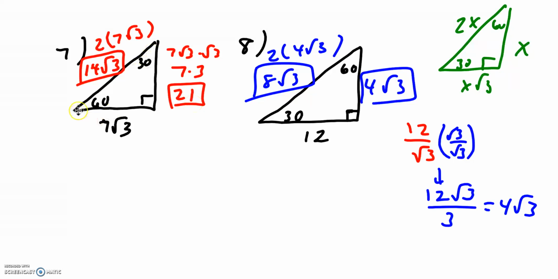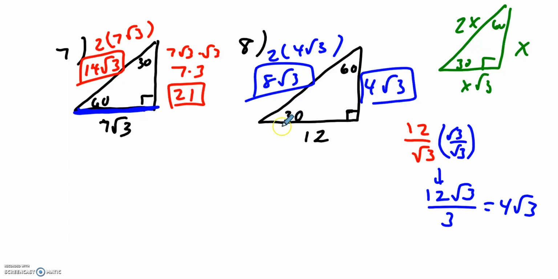What I did was I noticed that I was given the smallest side of 7 root 3. So to get to the longer leg, I took 7 root 3 and multiplied that by root 3, which is really 7 times 3 or 21. And then because, again, I had the shorter leg, I took the 7 root 3 and doubled it to get my hypotenuse of 14 root 3.